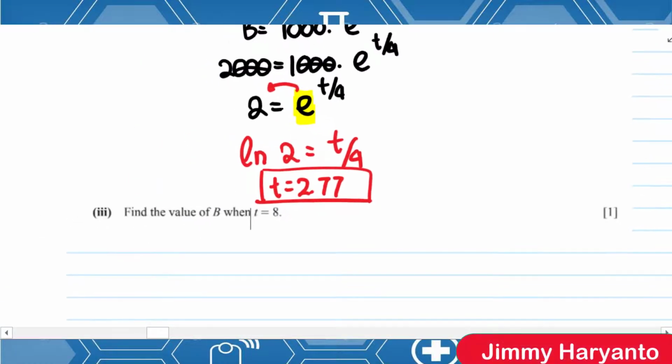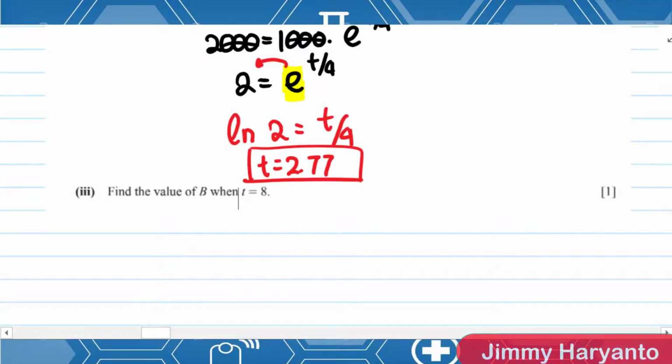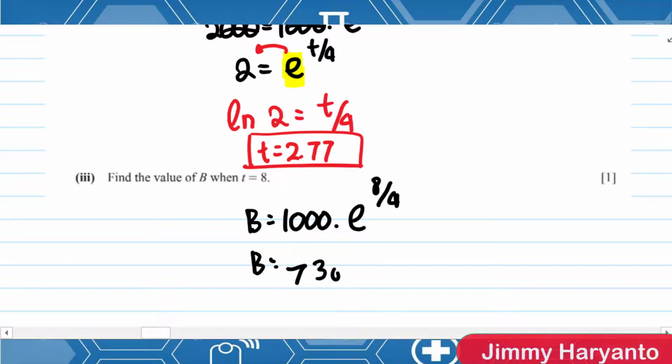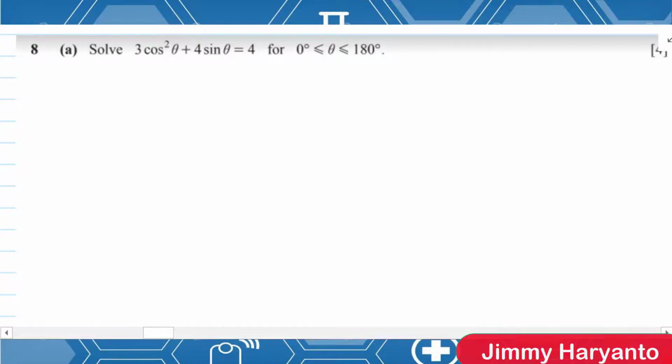Okay. Next is find the value of b when t equals 8. It's very easy. b equals 1000 times e to the power of t over 4, t is 8 over 4. So b equals 1000 times e to the power of 2. e to the power of 2 times 1000 equals 7,389 bacteria. I think 7 is pretty easy, yeah. Number 8.